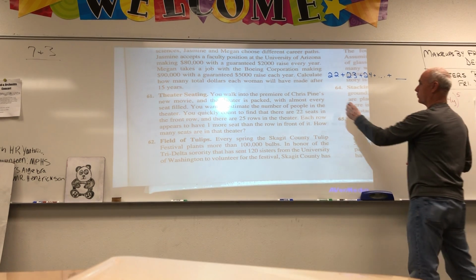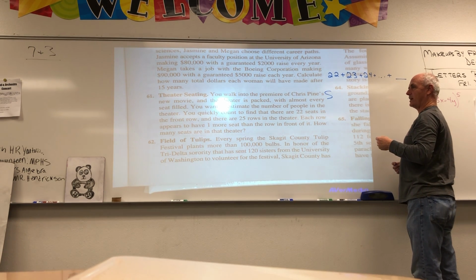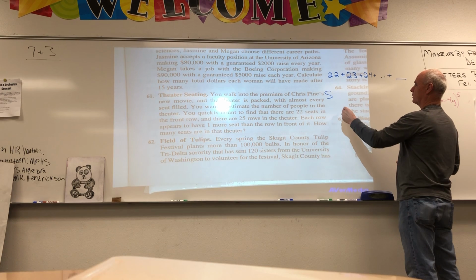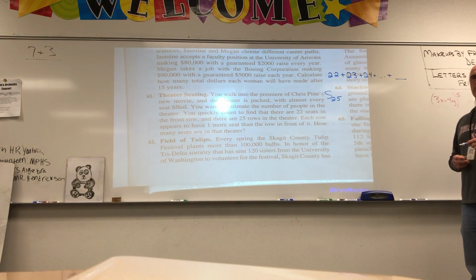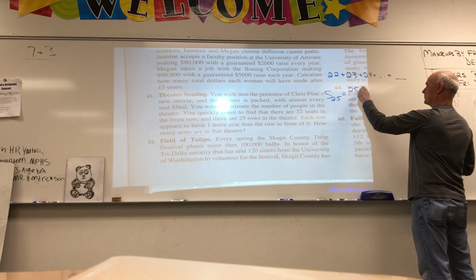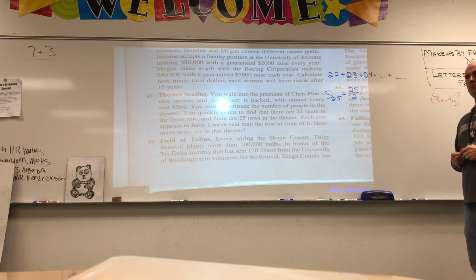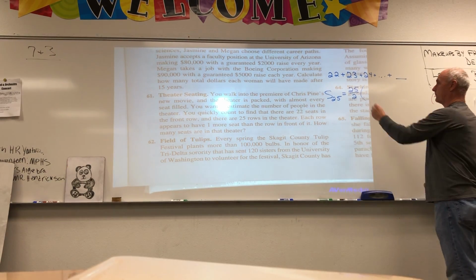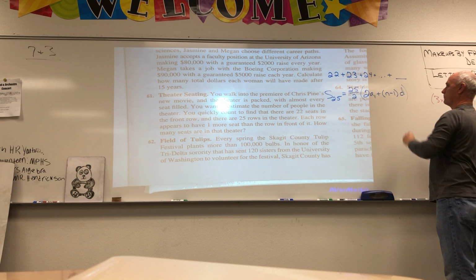Because if we're doing a sum formula, remember that the sum formula is S sub n, but in this case S sub 25. Why 25? Because there are going to be 25 terms. 25 rows, 25 terms. So S sub 25 is equal to 25 over 2 times A sub 1 plus A sub 25. The only problem is, we don't know A sub 25. So if we don't know A sub 25, we can use the other formula and say 2A sub 1 plus n minus 1 times d.